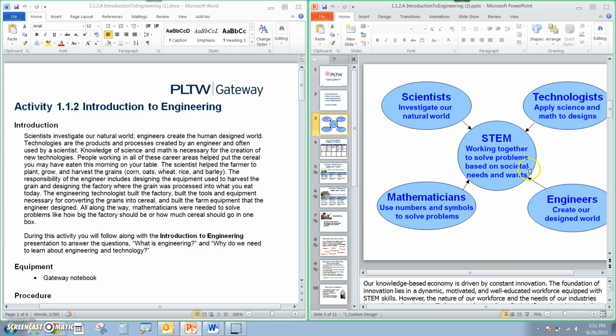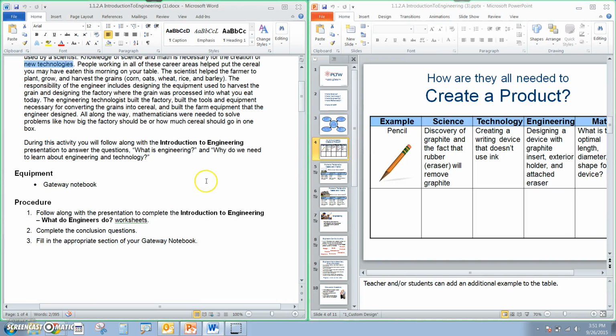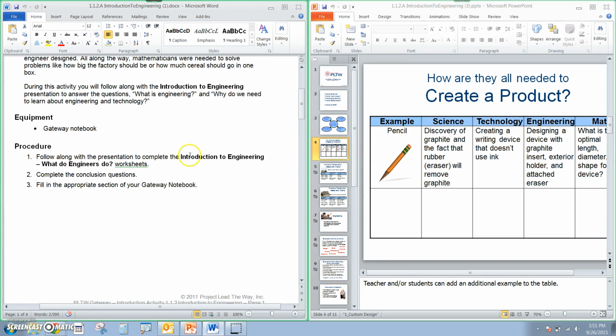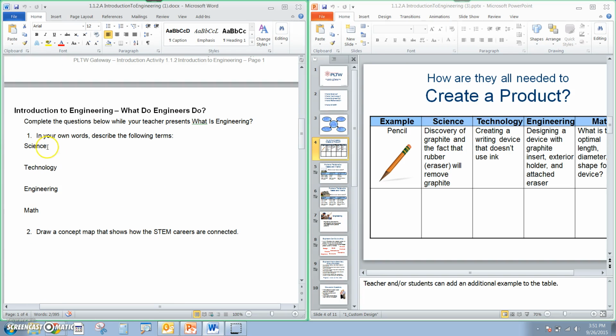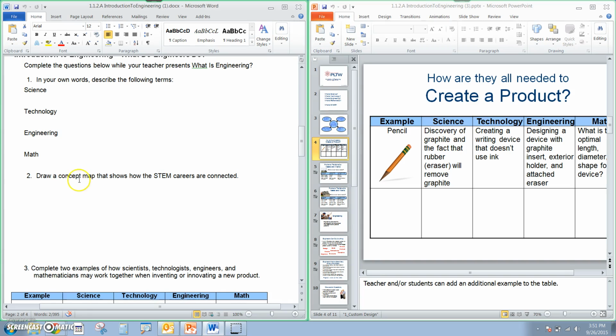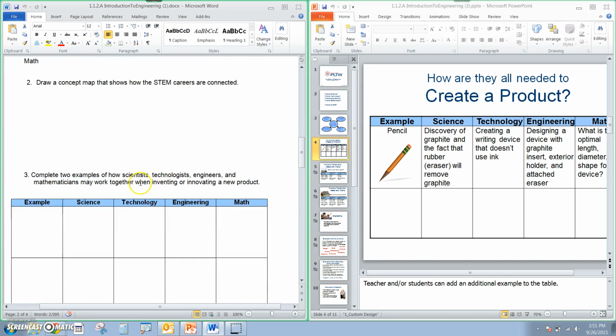Societal, that comes from society. The needs and wants we'll get into in a little bit. So let's talk about this with an example. And let's see, for the questions, I want you to explain these in your own words, which I think you could do with what I did in the past minute. Draw a concept map. You don't have to do this. If you hand this in and you don't do this, I will be a happy teacher.